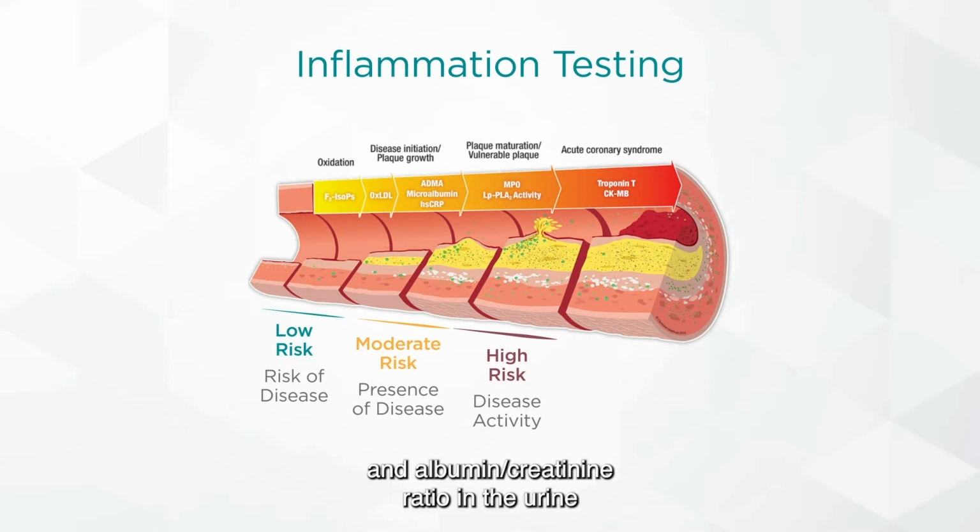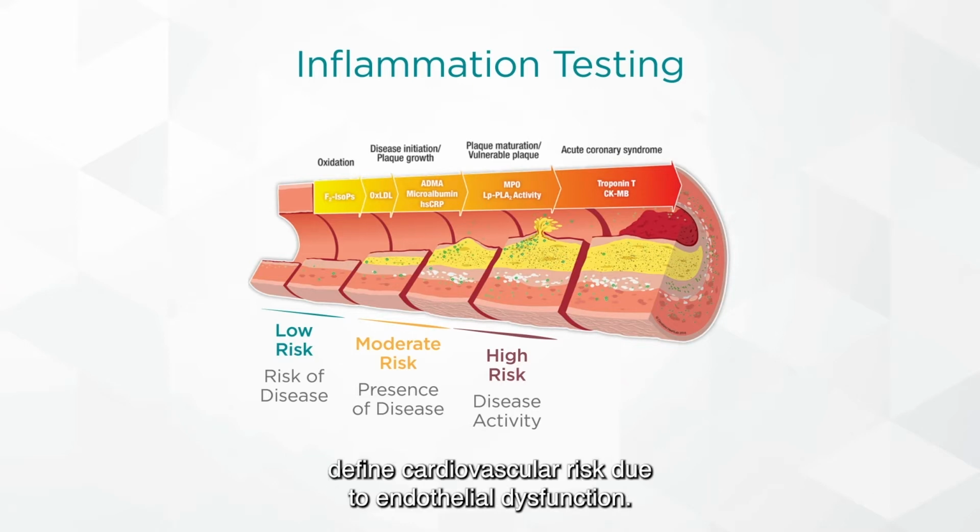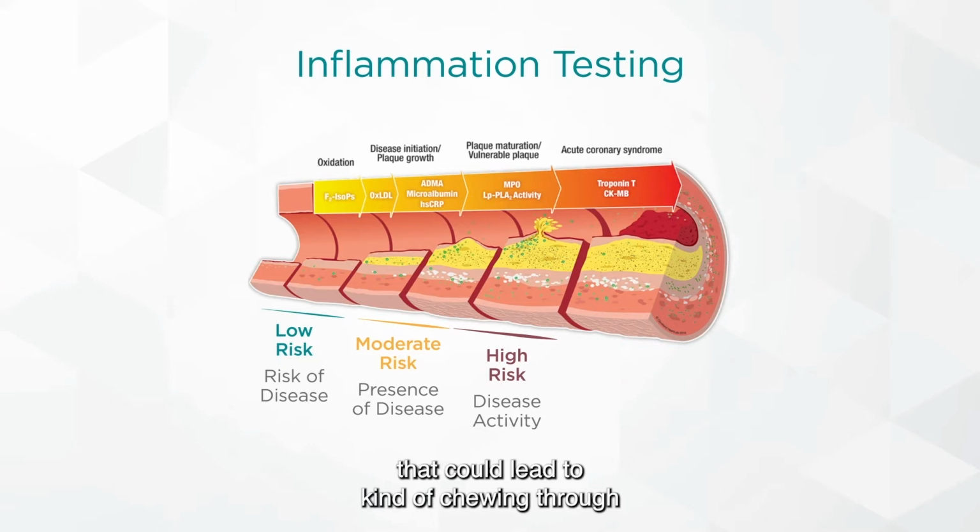Then to presence of disease by high-sensitivity CRP, asymmetric dimethylarginine, or ADMA, as a marker of nitric oxide bioavailability, and albumin-creatinine ratio in the urine, which is a long-used marker, but with the cutoffs developed, defines cardiovascular risk due to endothelial dysfunction. Then we measure the activity of that plaque, not just the presence of plaque, being Lp-PLA2, looking at the necrotic core and activation or inflammation of that core that could lead to chewing through the artery wall to a rupture, and myeloperoxidase, which is really looking at the lumen of the vessel, the inside of the vessel wall, looking for fissures, erosions, and plaque.